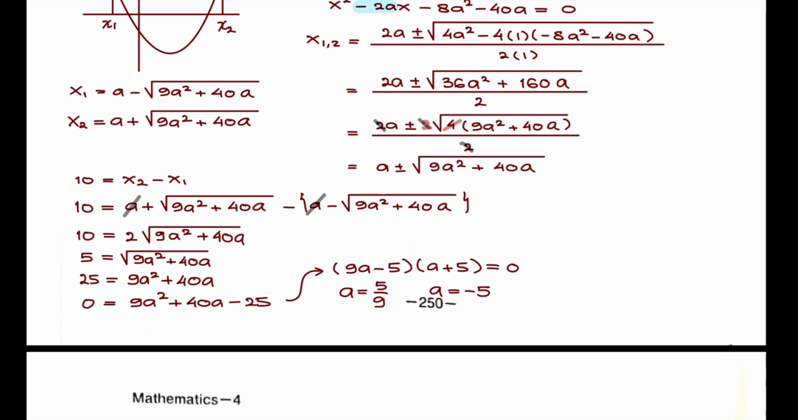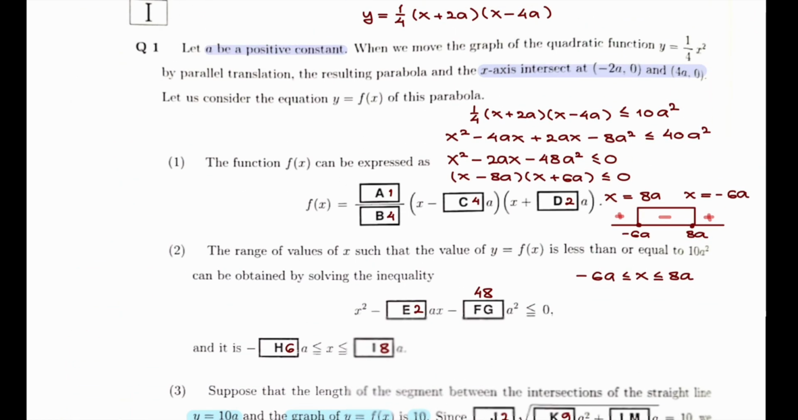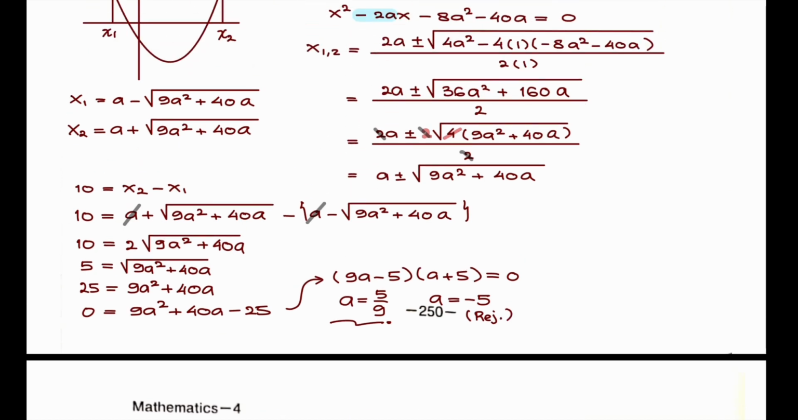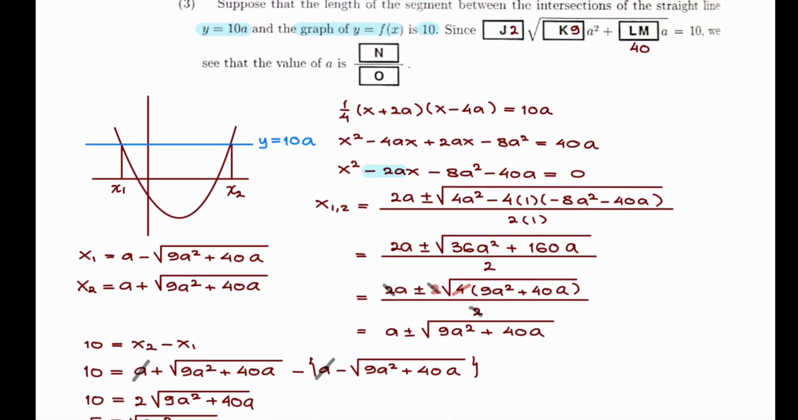Since a is a positive number, that is the very first information that we obtain from this question, a is a positive constant. That means my final answer is this one. We need to reject the second one. So a is equal to 5 over 9. That is the answer for letter N and letter O. And that's it. This is the solution for the first number.